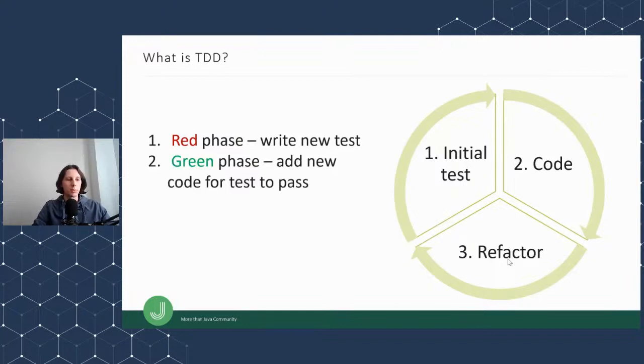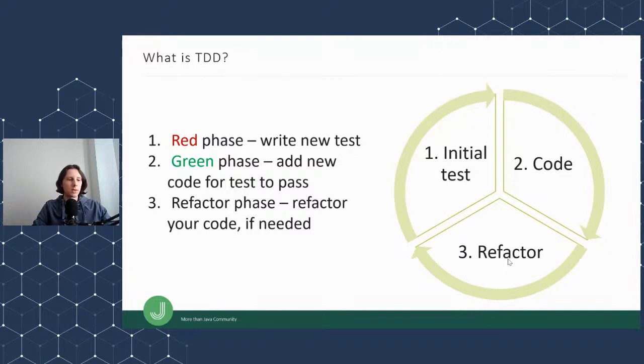Then you implement the actual code. This phase is called green because after this implementation, if you run your tests, they should be green, so they pass. And finally, you refactor the code if you need it, and if you think that the code is great, you can skip this part.